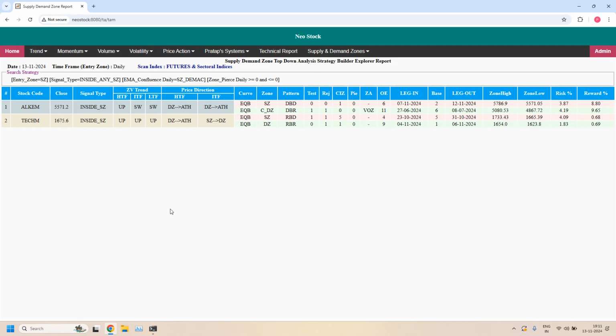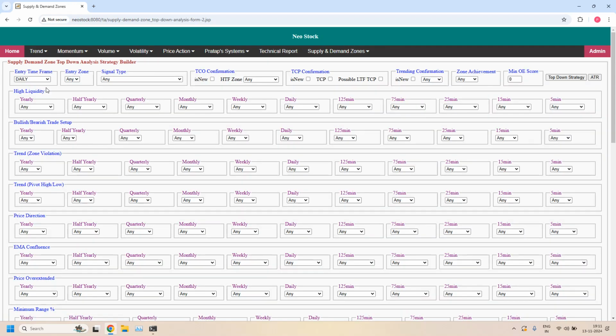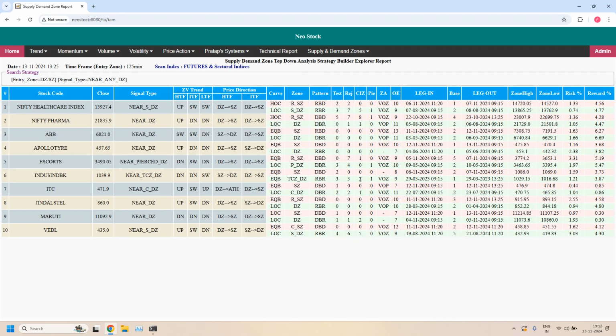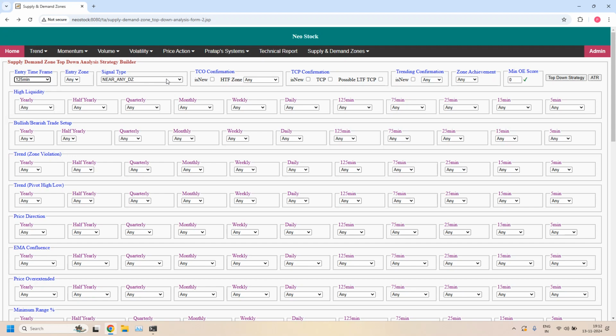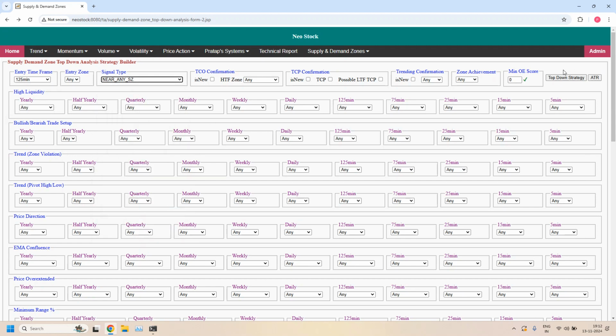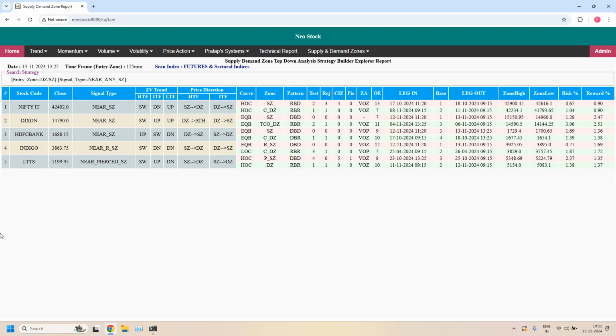Okay, this is about daily. Next time frame is 125 minutes. Let's find the stocks near the 125 minutes demand zone. 10 stocks are filtered. Next for 125 minutes time frame, let's find the stocks near the 125 minutes supply zone. 5 stocks are filtered.